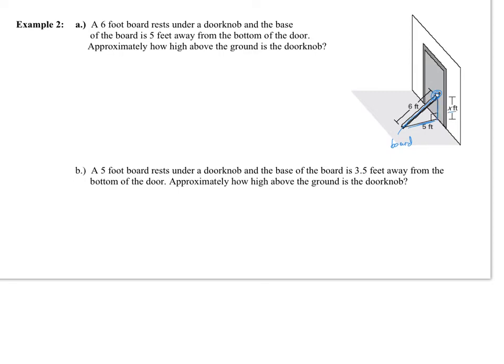So we let that be x. So now we have 5 squared plus x squared equals 6 squared. So then we have x squared equals 36 minus 25. And this would be equal to 11. And we just simply take the square root, and it's square root of 11 feet. Well, the problem asks you to approximate. It's okay, just leave your answer in simplest radical form.